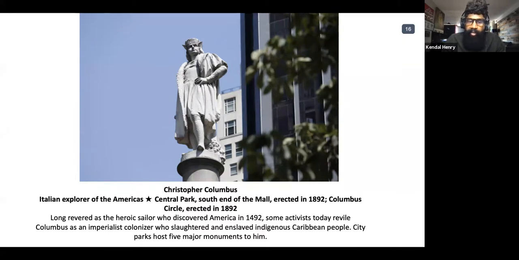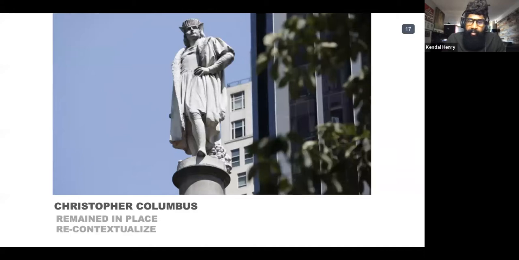So this was one of those that had a lot of discussion around it. What does it mean to have this figure? And obviously, depending on who you are, you have a very different perspective of this particular work. This is just one of 5 Christopher Columbus statues in New York, but this is the most prominent. So the result was, again, to remain in place and recontextualize. The idea was to really tell a fuller story of who Christopher Columbus was without removing the statue itself.